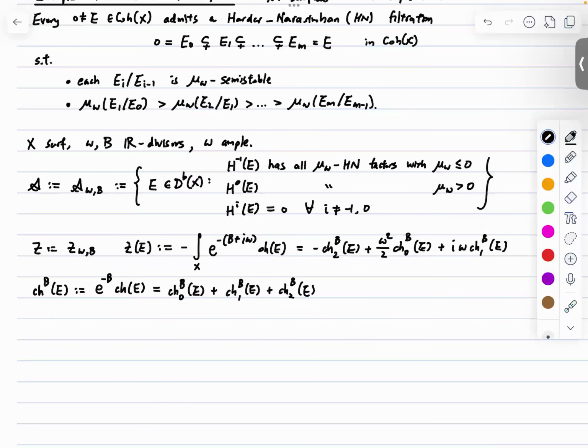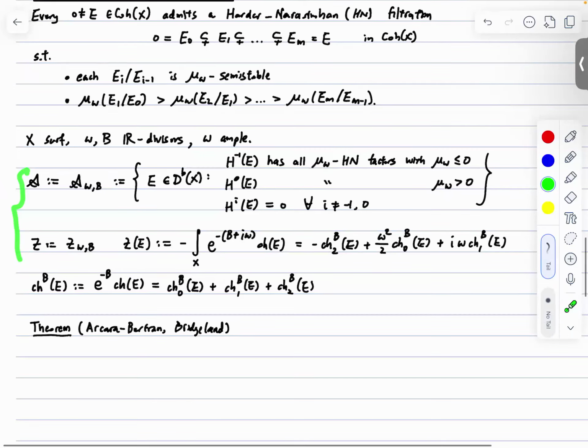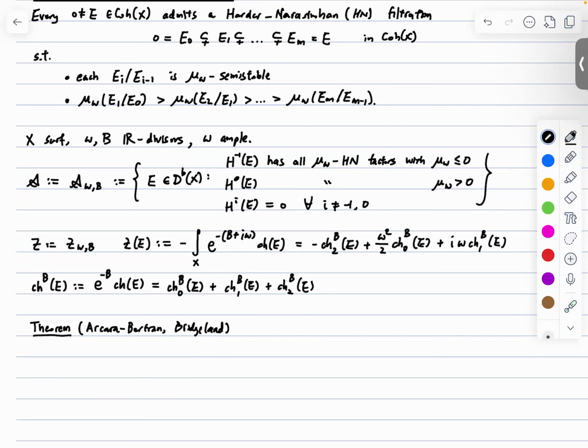And so let me, for the sake of completeness, let me state it as a theorem. So this is often attributed to Arcara, Bertram, and also Bridgeland. So Bridgeland first wrote down almost this definition of stability conditions on K-trivial surfaces, but then Arcara and Bertram noticed that if you use this version, then it works on any smooth projective surface.